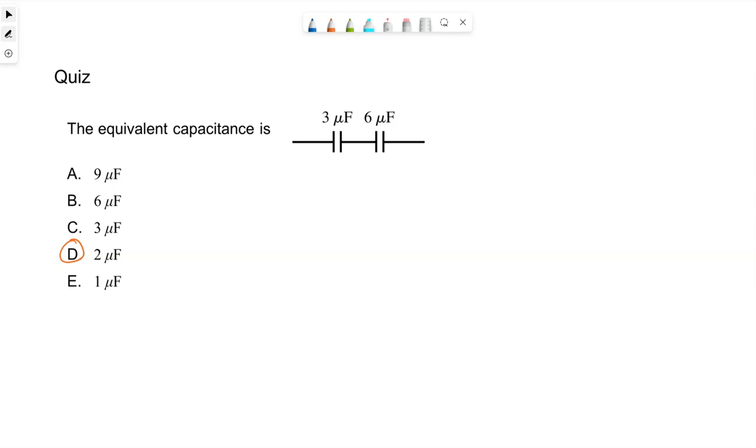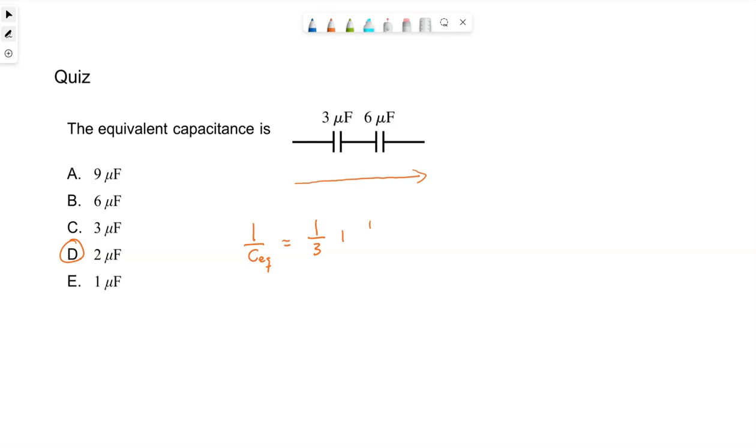These are in series simply because I don't have a battery to follow a path from, but I can start my path on the left and go to the right, for example. When I do that, I have to pass through both of these capacitors. That's what puts them in series, or that's what means they are connected in series, I should say.